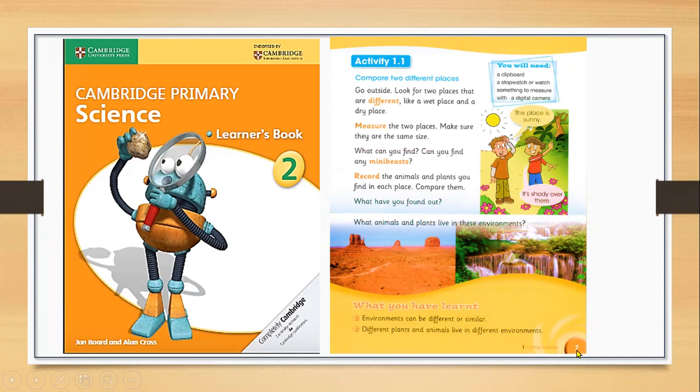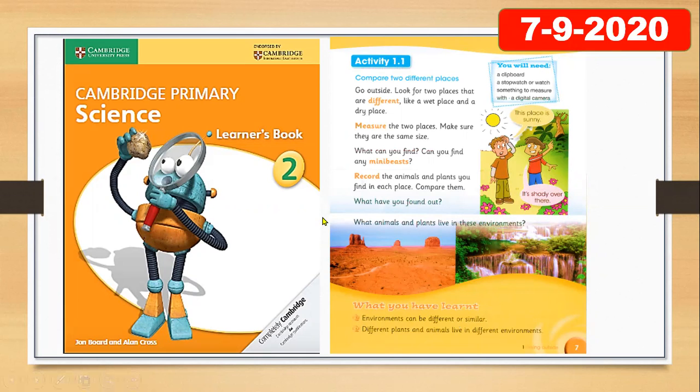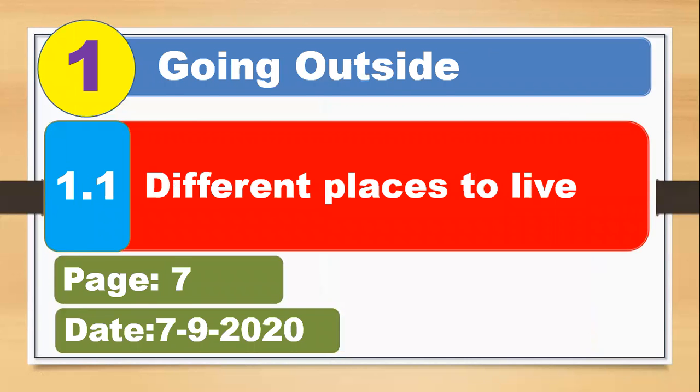So you have to open this and write the date on your book, 7/9/2020, on the right side. So here is the topic. This is unit number 1, Going Outside, and topic 1.1 means lesson number 1, Different Places to Live. And this is page number 7.